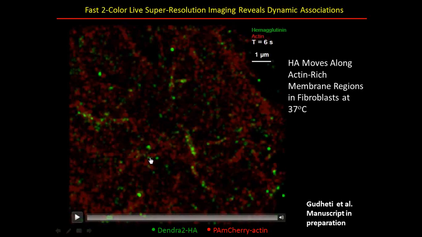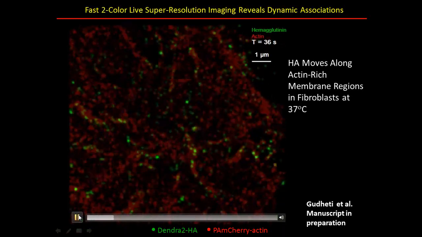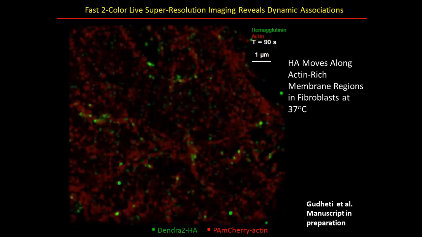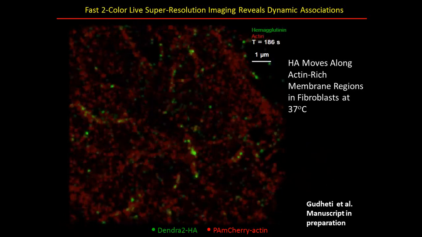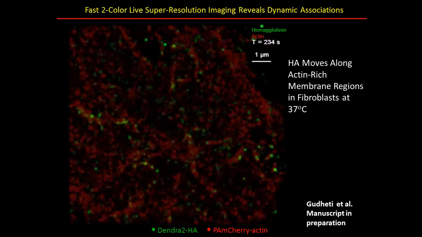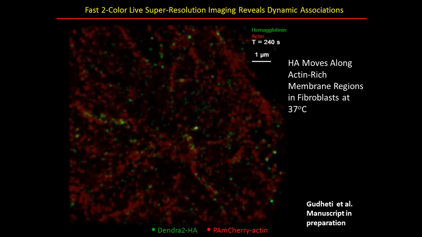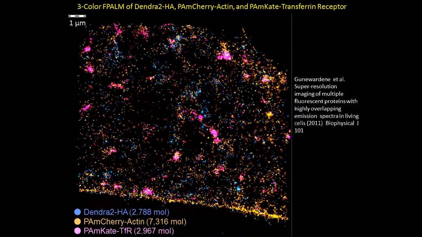So here's an example looking at the diffusion of the flu protein on the surface of actin, looking at Dendra2 HA and PM mCherry actin. This was imaged at about 50 frames per second. The number of photons that Dendra2 was emitting was essentially enough to capture these dynamics.